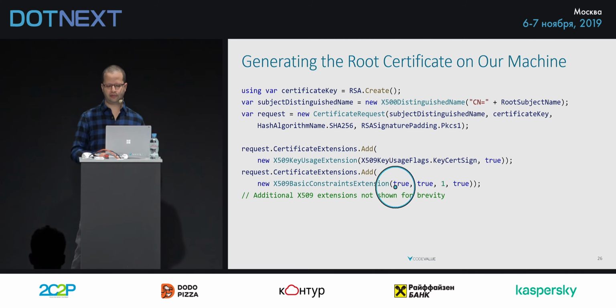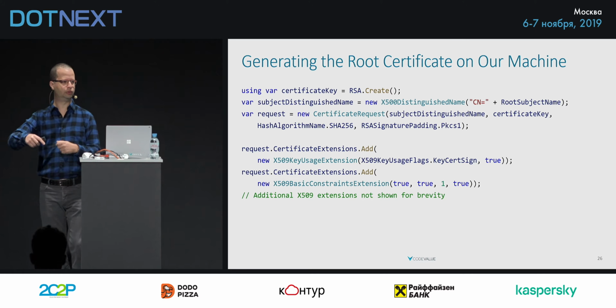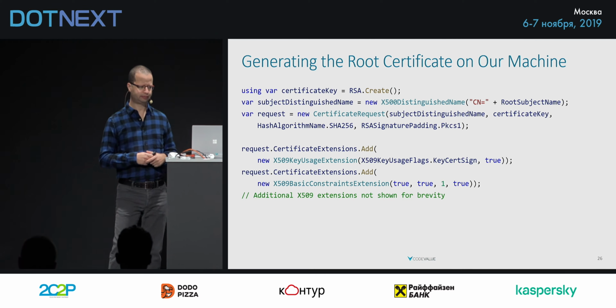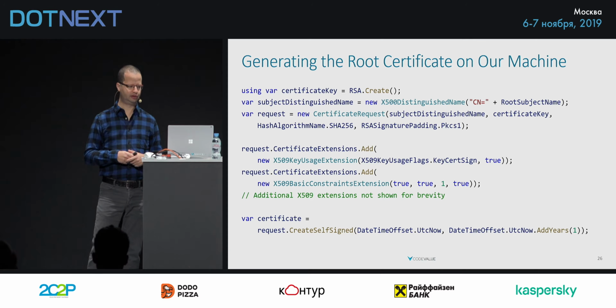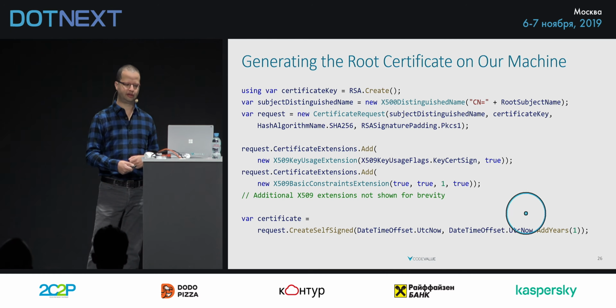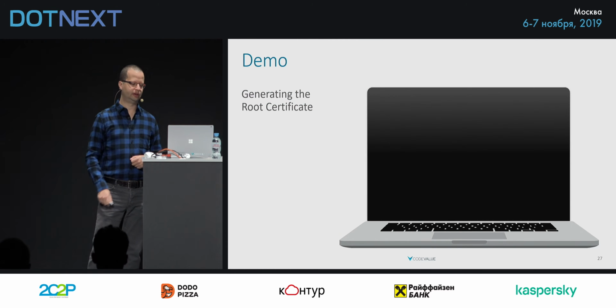So I say that this certificate is used for CA, and it can create a chain of trust with a maximum length of 1. So I don't want to create deeper levels of trust using this certificate. Once I have all the extensions, I go ahead, create the request, create self-signed. I give it the validity dates, in our case, a year from now, and then I have the certificate.